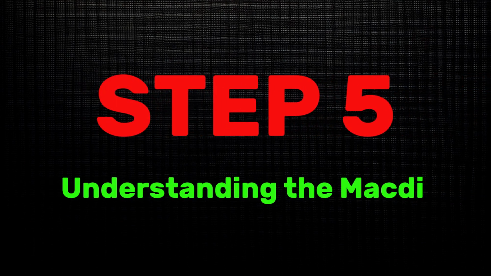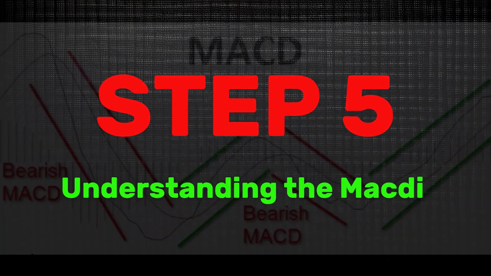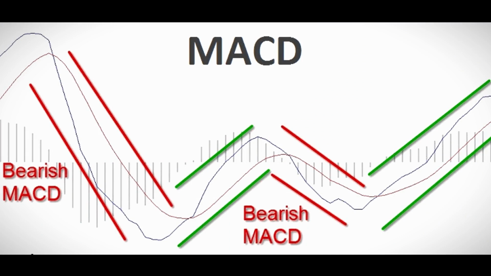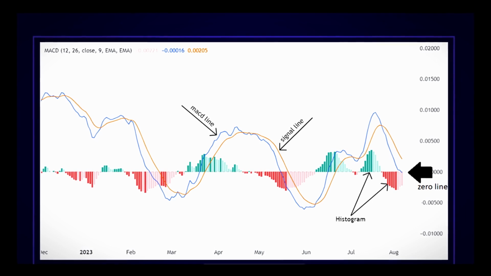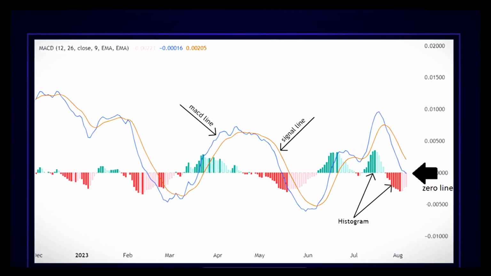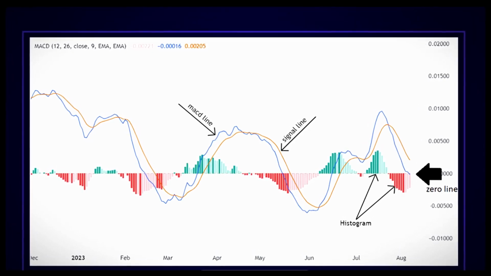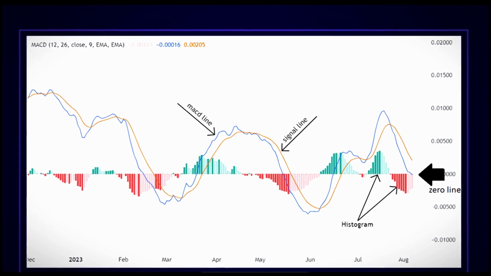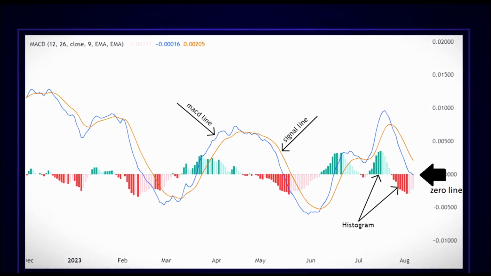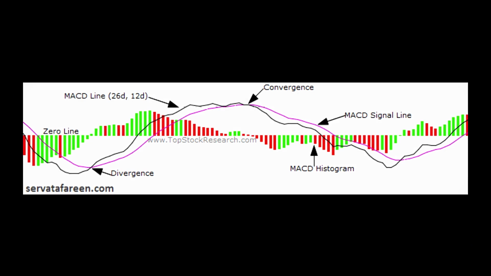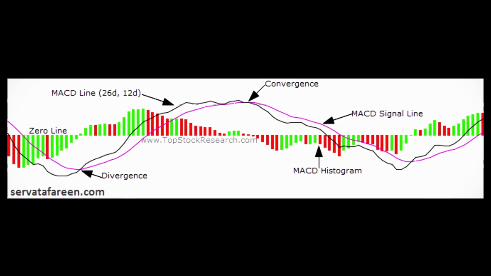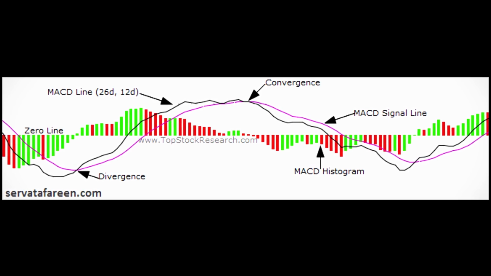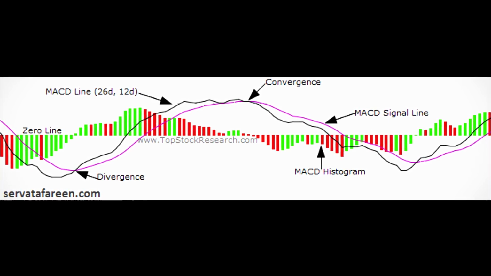Step 5. Now let's go deeper and talk about MACD itself. MACD indicator is a popular technical analysis tool that consists of 2 lines, MACD line and signal line. MACD line is the difference between the 12-period and 26-period EMA. The signal line is also a 9-period exponential moving average of the MACD line. These lines are used to identify momentum and price trends.